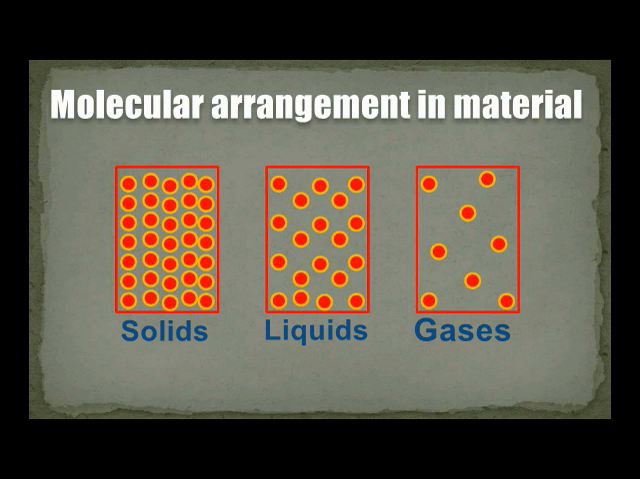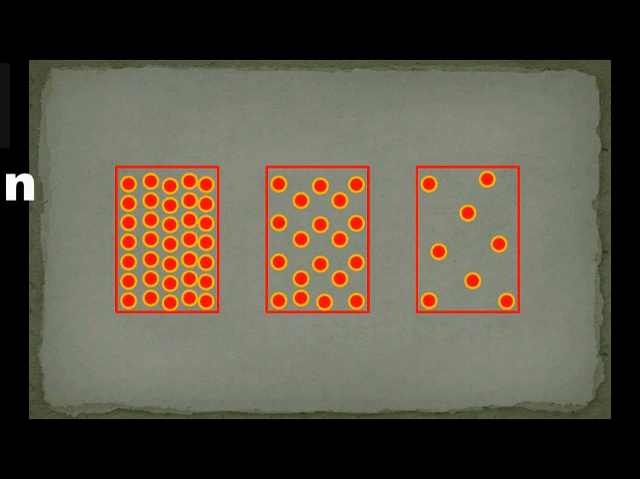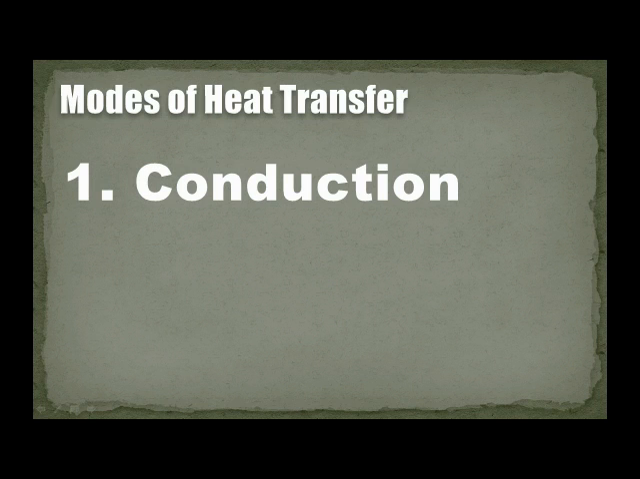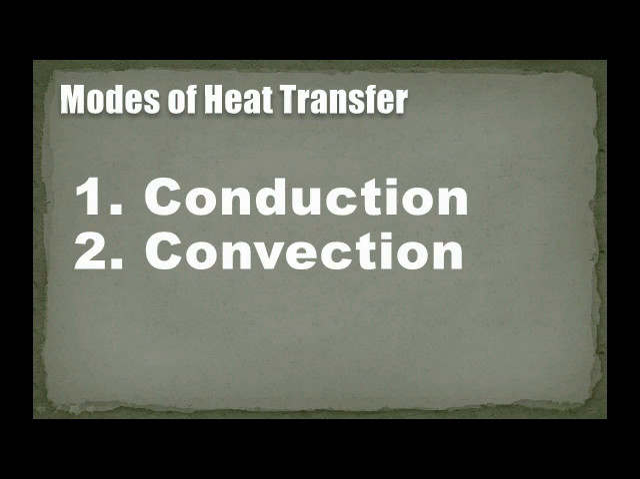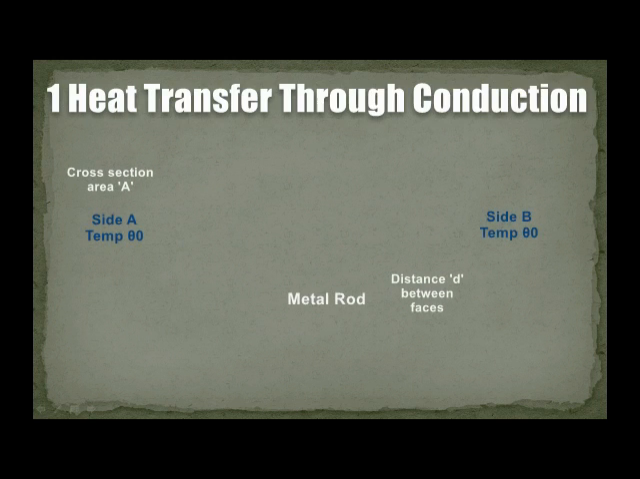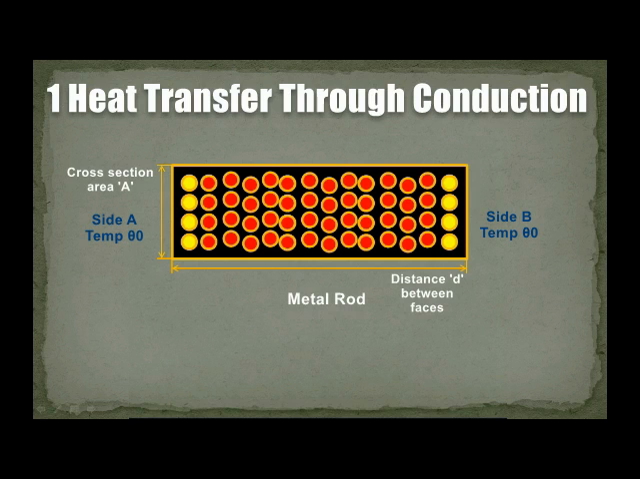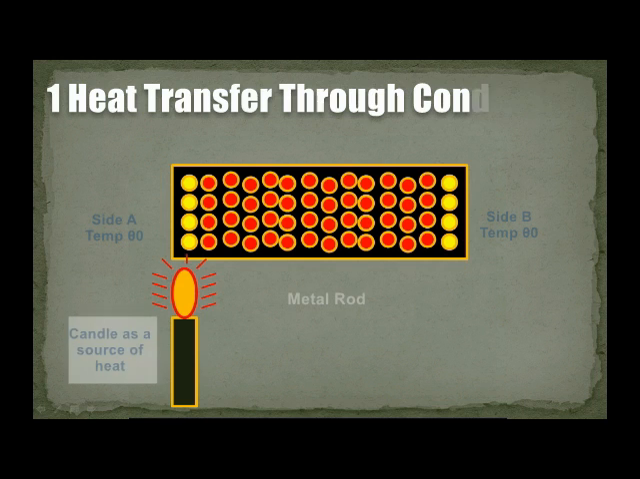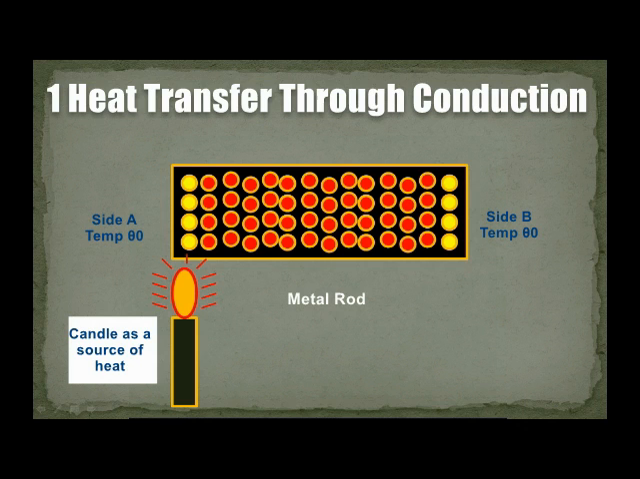There are three methods of heat transfer. The first one is conduction, the second one is convection, and the third and final one is radiation. To go with the very first method, conduction, let us see a rod in which particles are very closely spaced. The rod's cross section is area A and the two faces are at distance D. Now let us use a candle to heat the rod from side A.